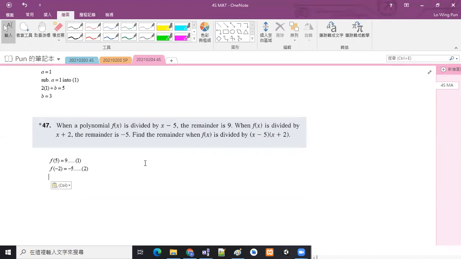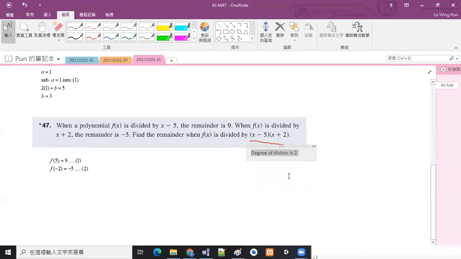Okay, and then find the remainder when f(x) is divided by x minus 5 times x plus 2. Okay, so please underline this. This one is a new division when f(x) is divided by x minus 5 times x plus 2. Find the remainder. This is the third division in this question. And this time the degree of the divisor is not equal to 1, it's larger than 1, it's 2. Because when you expand the bracket, you have a square term, x squared, right? So it is not of degree 1.